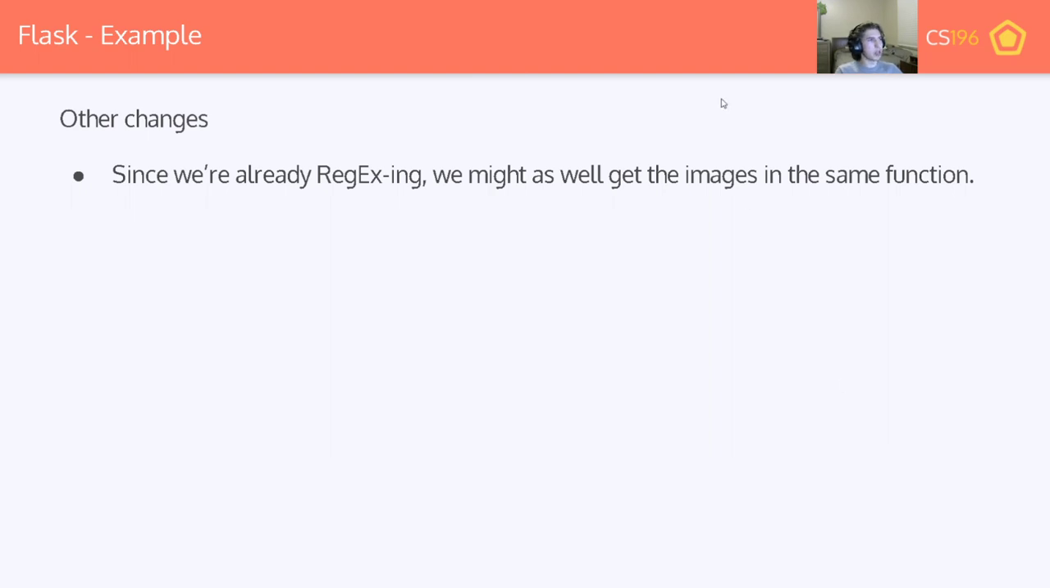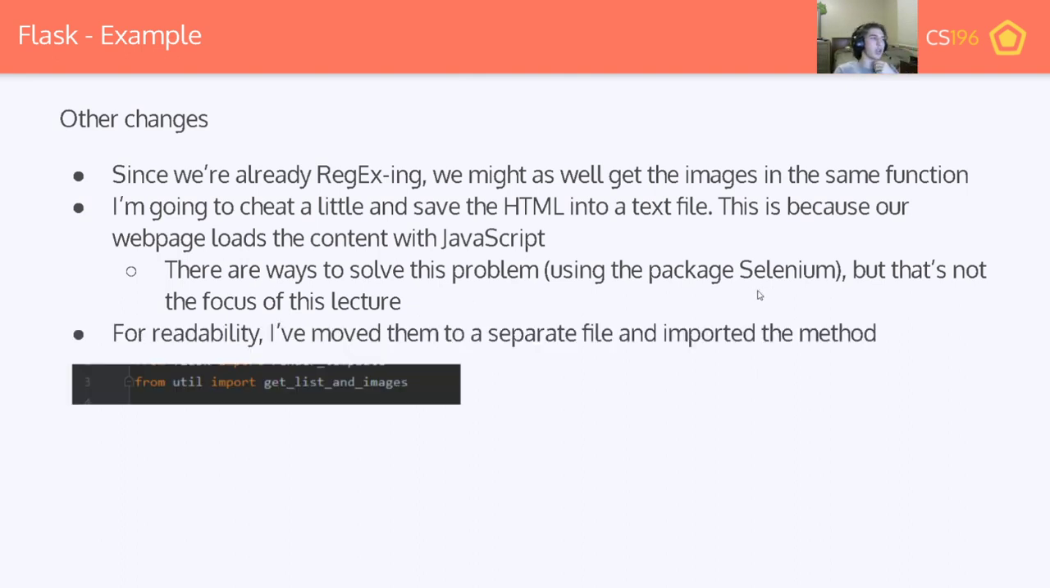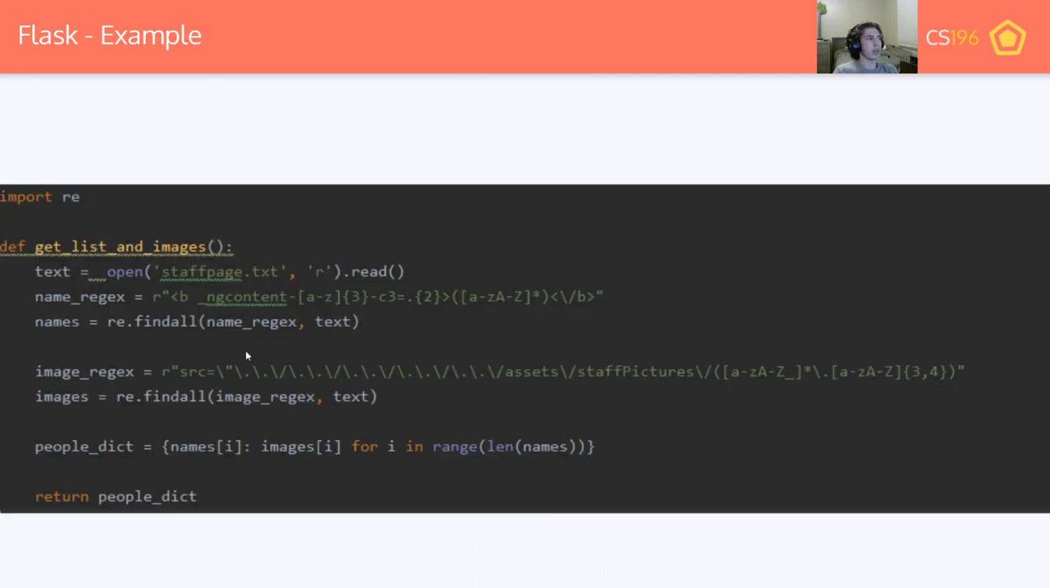So we make some other small changes. Since we're already regexing, we're going to do both the image regex and the name regex in the same exact function. I'm going to cheat a little bit. The way our web page is served is it's dynamically loaded using JavaScript. And so what I'm going to do is save the HTML text to a file, and we're just going to read that file. There are ways to get around this using Selenium. That's not the focus of this lecture, so we're not going to worry about it. For readability, I've put these in a different file called util, and I've imported them. Let's break this down line by line.